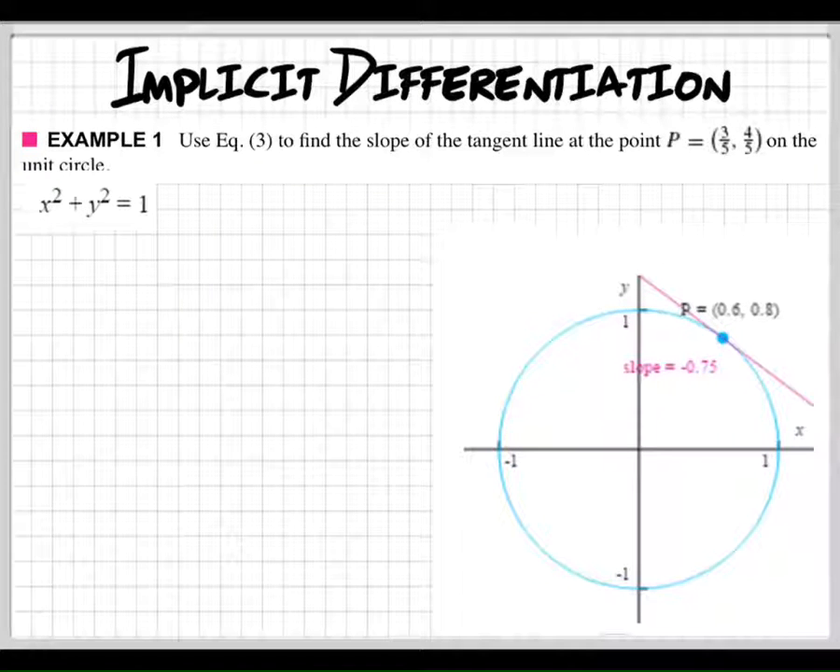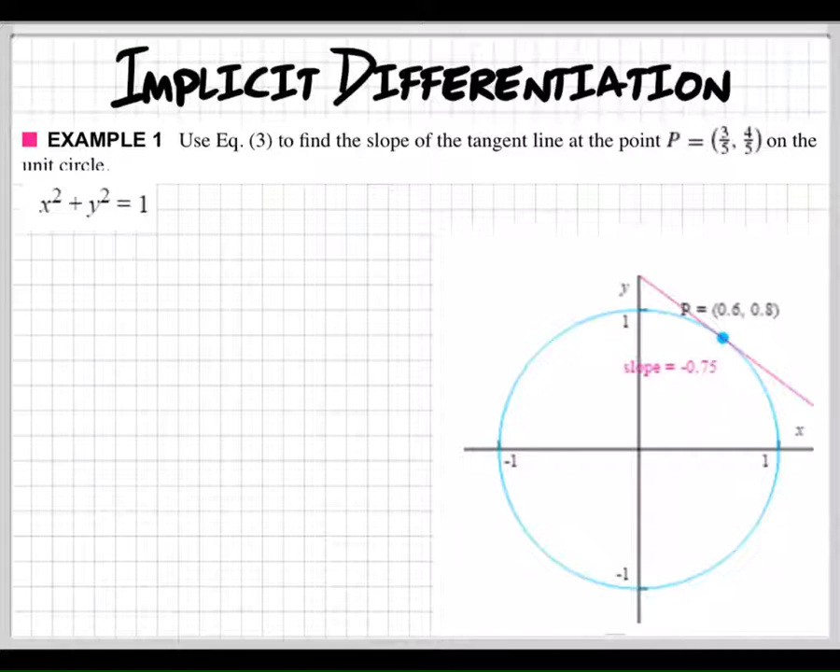Okay, here we've got a cute little circle equation. There he is. And the question here says find the slope of the tangent line. Here's the tangent line. 0.6 and 0.8 are the same as 3 over 5 and 4 over 5. So we're trying to find the slope of the tangent line at that point.